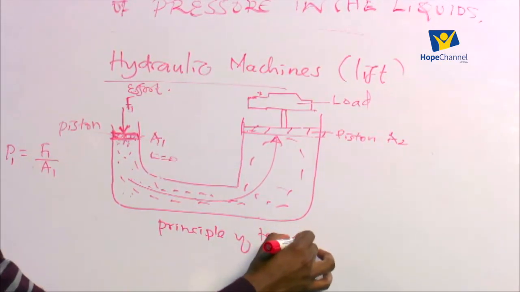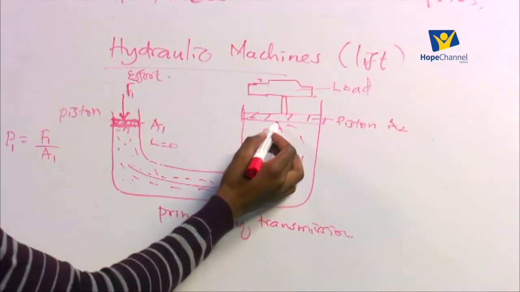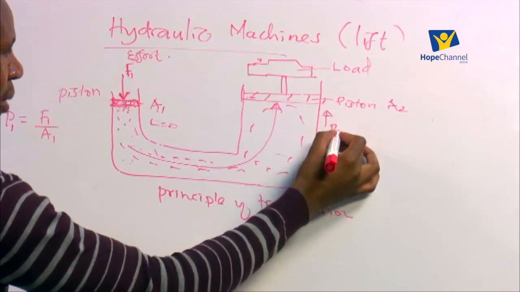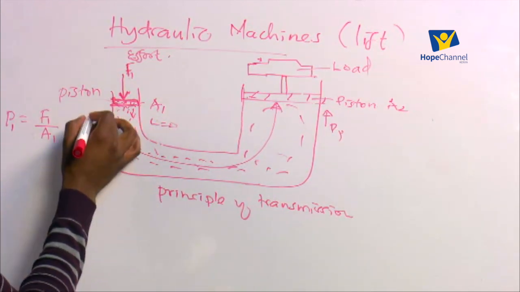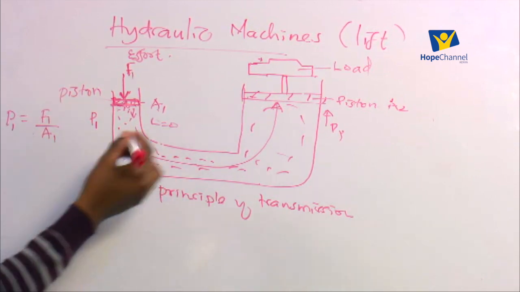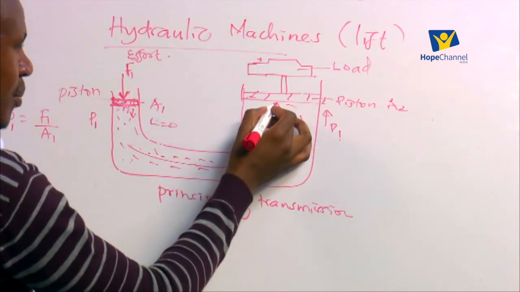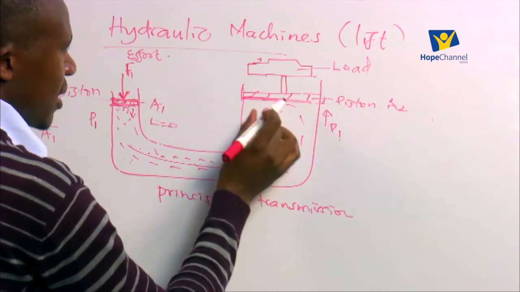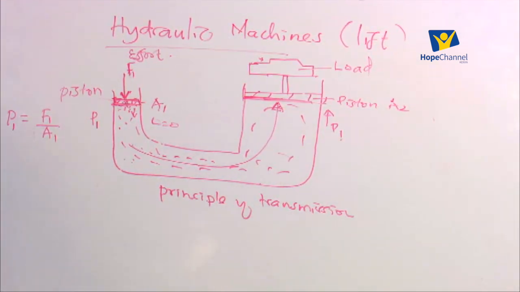Now, as it goes to the second piston, when it gets here, we'll have the pressure P1 acting upwards. So P1 here is acting downwards because of the direction of that force, but on the other side, the same P1 is acting upwards on the liquid. Now, as it acts upward on the piston, it produces a force on that piston, and the force is what pushes the load upwards, and in the process, the load will be raised.